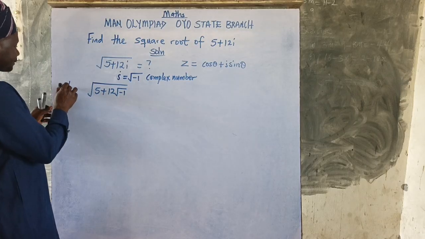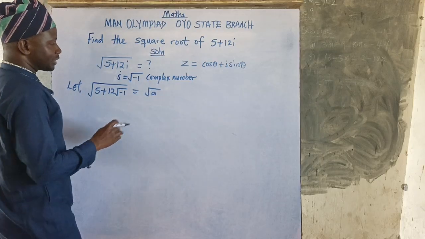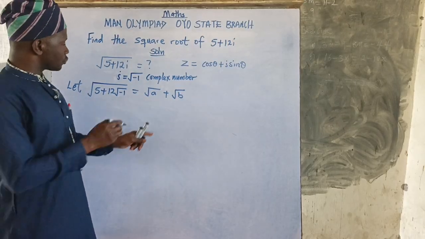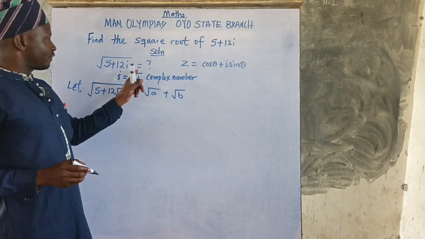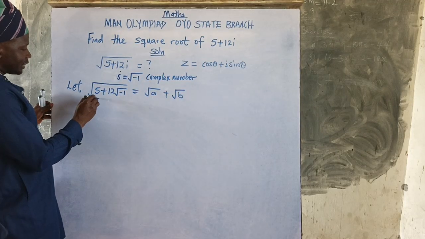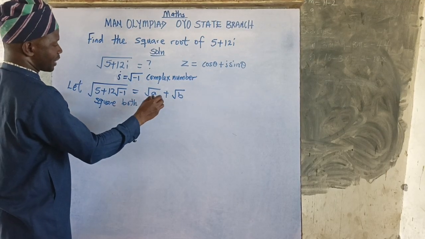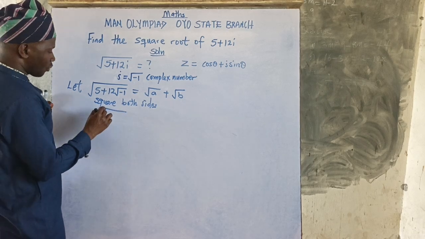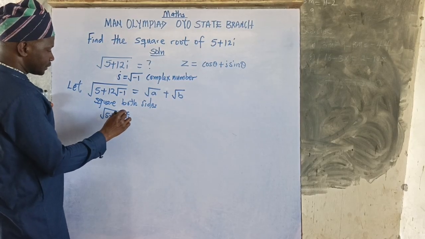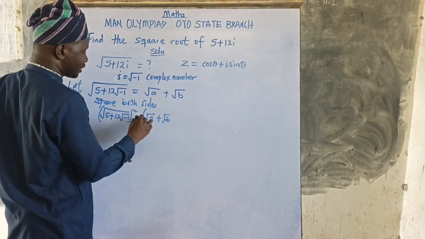Now, let this equal to, we take a number represented by letter A and another number represented by letter B. So let this equal root of A plus root of B. Don't forget i is root of minus 1; this is the same thing as this. Now let's square both sides. So we have the square root of 5 plus 12 root minus 1, squared, equals square root of A plus square root of B, everything squared.